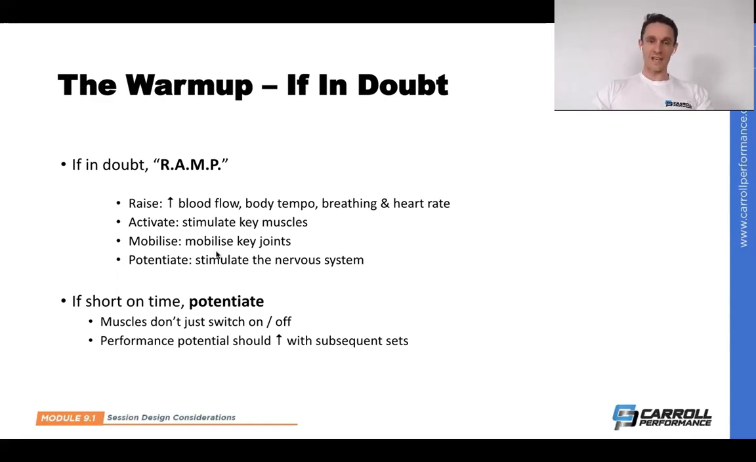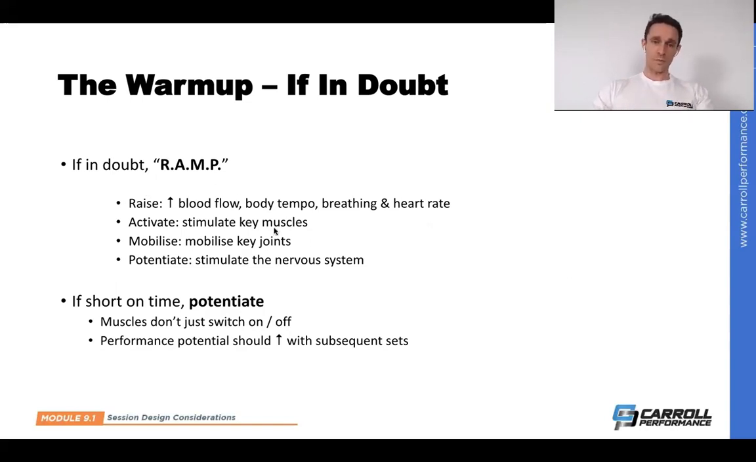And so that potentiation, or the priming or the stimulation of the nervous system, is absolutely essential. Clearly though, we can throw in mobility work as well. We mobilize key joints. So think about the exercises you're about to perform and any limiting factors you may have. But some of these can be performed all at once.